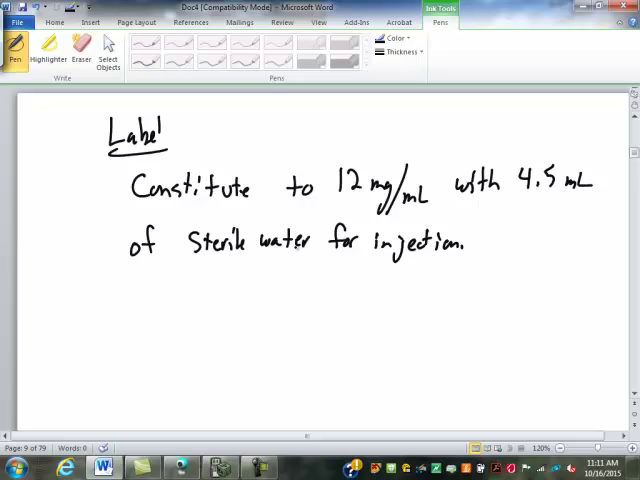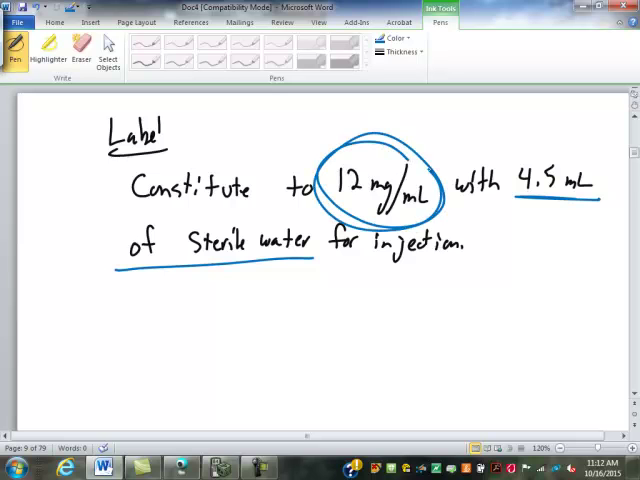So looking at this, this is a vial that contains the concentrated medicine, the serum. But you're not going to deliver it to the patient in that form. You're going to dilute it. What are you going to dilute it with? 4.5 milliliters of sterile water. The part of this label that we want is what? 12 milligrams per milliliter. Once this is constituted, it will be 12 milligrams per milliliter.